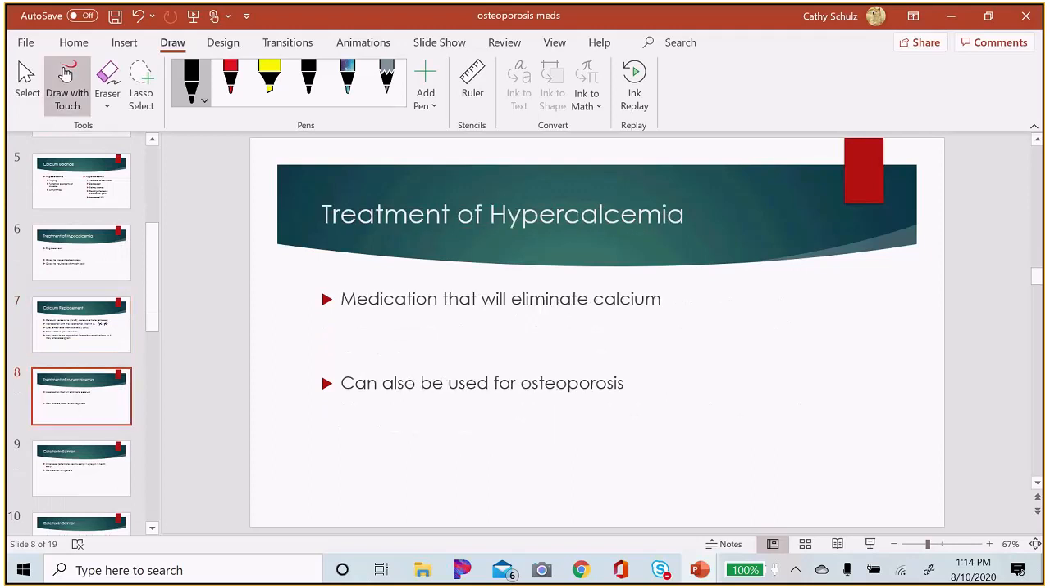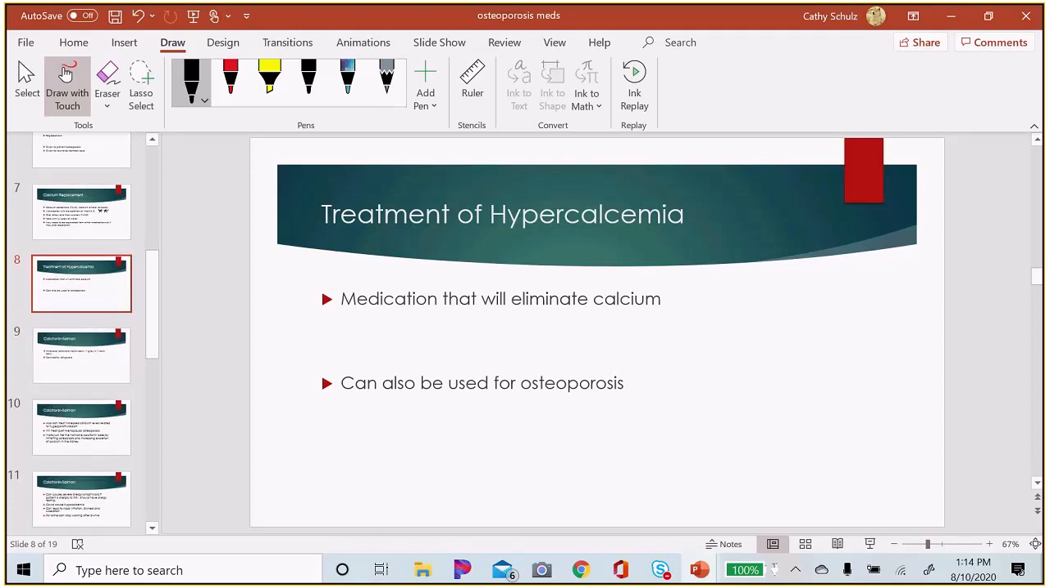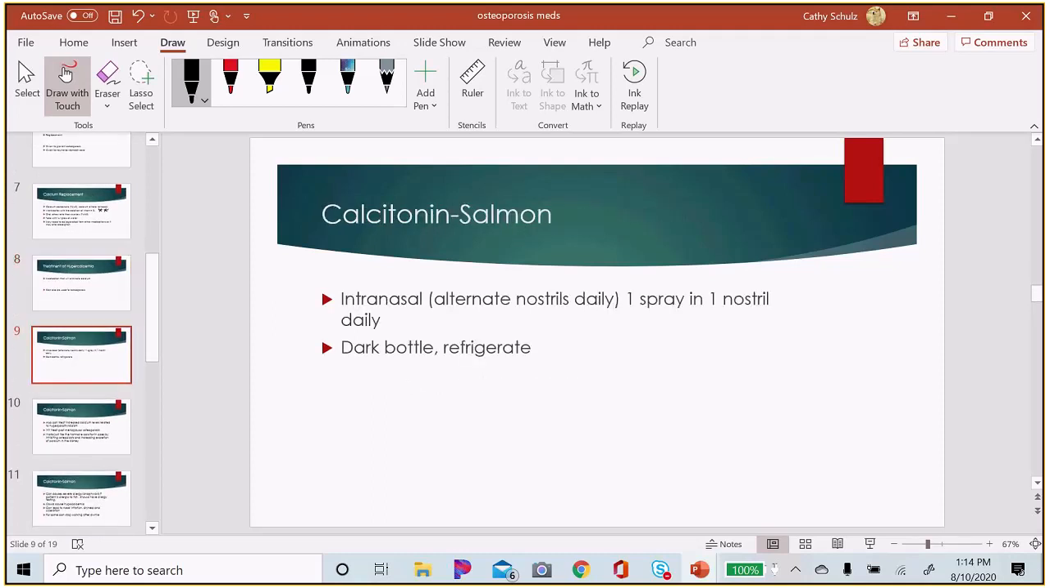If the person develops hypercalcemia, meaning that their calcium level is too high, you can give medication that will help eliminate the calcium from the body. And this particular medication can also be used in osteoporosis, which might seem kind of weird, but it's because the medication that's similar to our own body hormone, calcitonin, will stop the work of osteoclasts. That means we're going to not allow the bones to be broken down. But that also means we're going to decrease the amount of calcium that's put into the bloodstream. So it can work for both.